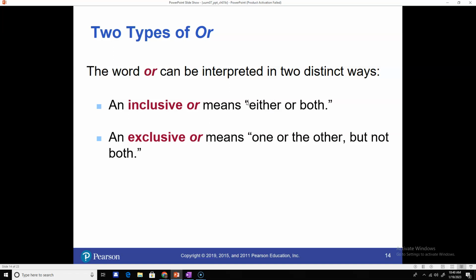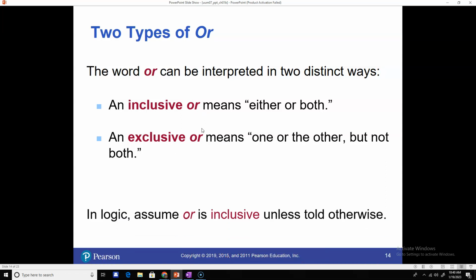So you're going to have to train your brain when you're using this class to think in terms of inclusive or, if you typically think of or meaning exclusive or, one or the other, but not both. So for this class, when we say or, logically, we mean the inclusive or. Yeah. So in logic, assume or is inclusive.